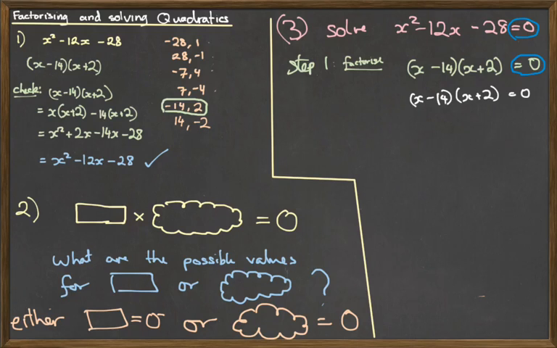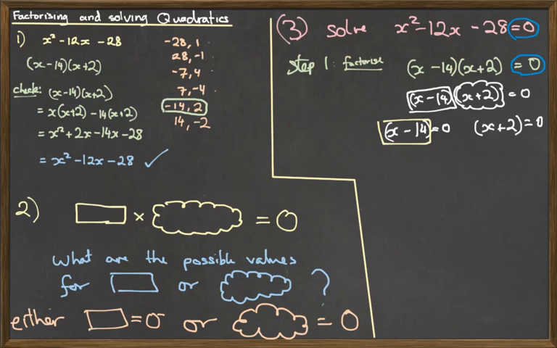Okay, so I've rewritten that: x minus 14 times x plus 2 is equal to 0. And now what I'm going to do, this is the master step. I'm going to put a box around this one and a bubble around this one. Now it's the same as question 2. I've got box multiplied by bubble is 0. So if box multiplied by bubble is 0, that means that the box, x minus 14, is 0, or the bubble, x plus 2, is 0. That's the same as question 2.